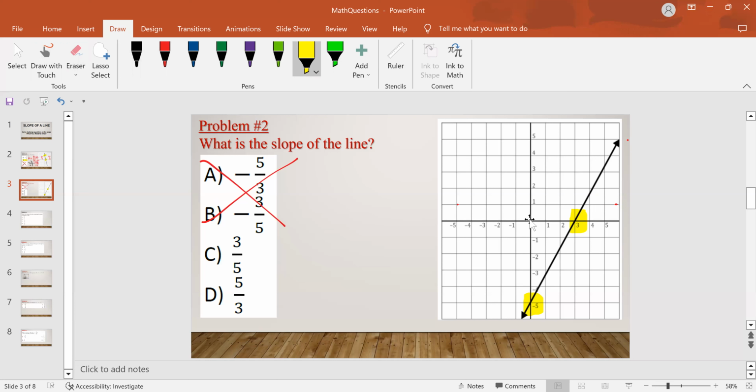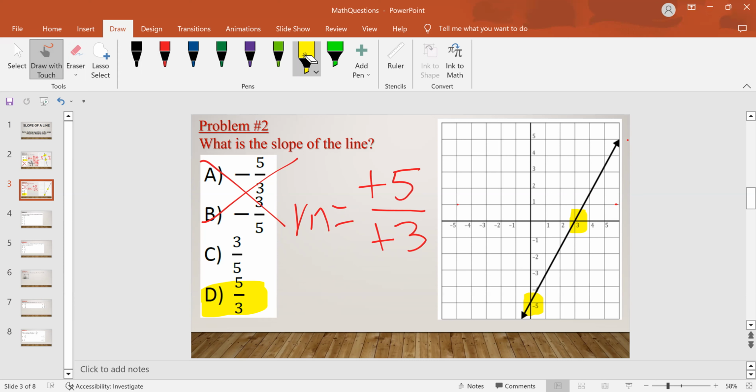So up 5 means what? Positive 5. And after that, I go to the right side. 1 unit, 2 unit, 3 unit. So right is also positive. That means I'm going to have the slope as positive 5 on top because I go up 5 units, and positive 3 at the bottom because I go to the right 3 units. So I have 5 over 3, and the best choice here is D, 5 over 3.